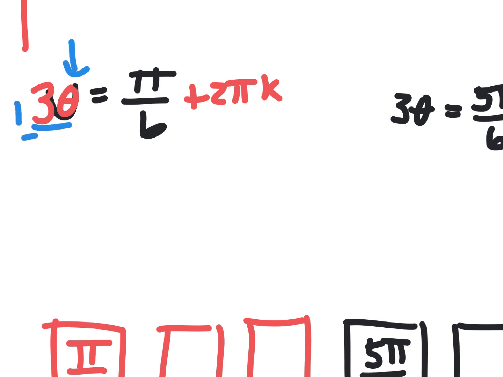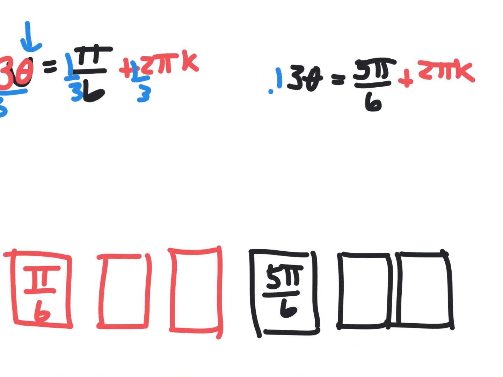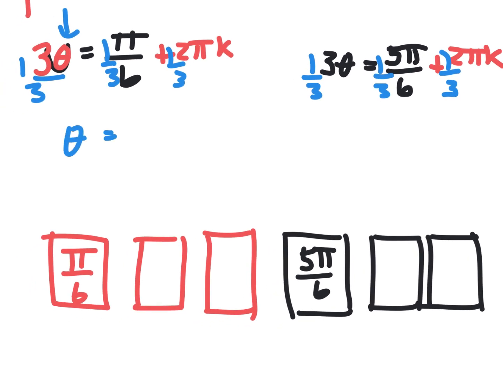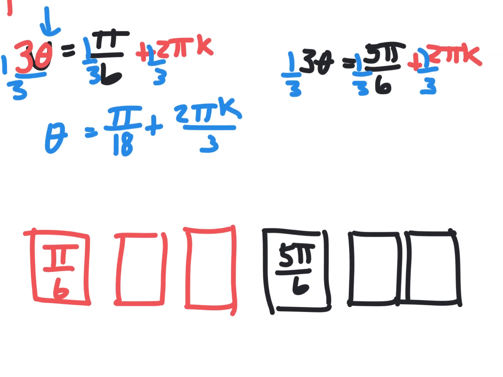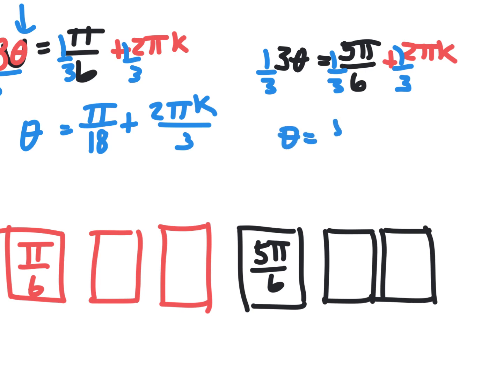Yes, or multiply by 1/3 or divide by 3. You are right. If I multiply everything by 1/3, now my answer is theta equals pi over 6 times 3 is 18 plus 2 pi k over 3. And the other one is 5 pi over 18 plus 2 pi k over 3.